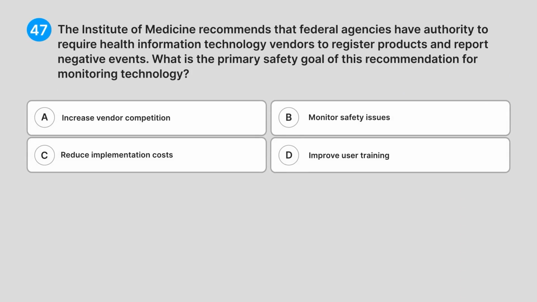47. The Institute of Medicine recommends that federal agencies have authority to require health information technology vendors to register products and report negative events. What's the primary safety goal of this recommendation for monitoring technology? A. Increase vendor competition. B. Monitor safety issues. C. Reduce implementation costs. D. Improve user training.